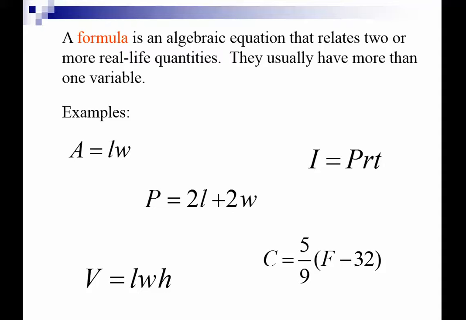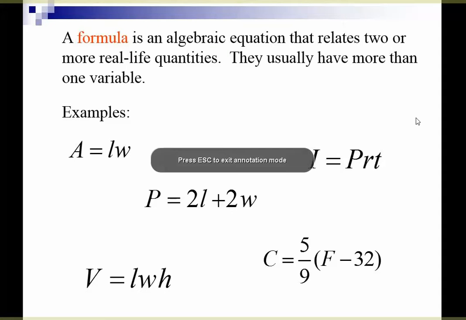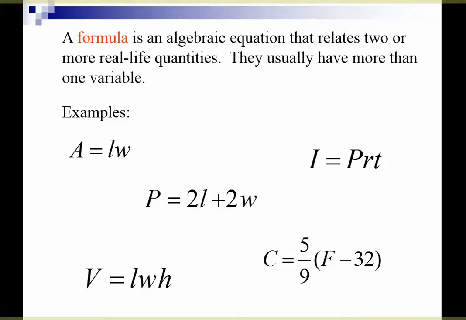Okay. One thing I want you to notice is that in all of these formulas, they are solved for one of the particular variables. In the first one, it's solved for area. Although if we wanted to, we could solve it for length and we could solve it for width. We could choose one of the other variables to solve it. This one just happens to be solved for area already. In this one, it's solved for perimeter. This one is solved for interest. This one is solved for volume, and this one is solved for Celsius.